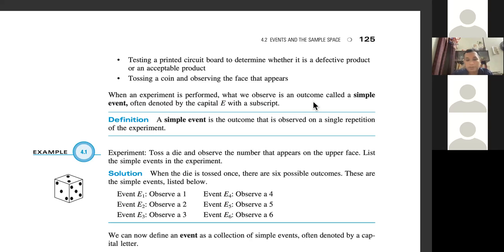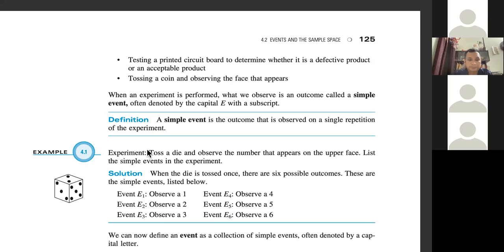And we call this whole phenomenon, when an experiment is performed and what we observe is an outcome, a simple event, often denoted by capital E with a subscript. So if we define it, a simple event is the outcome that is observed on a single repetition of the experiment.